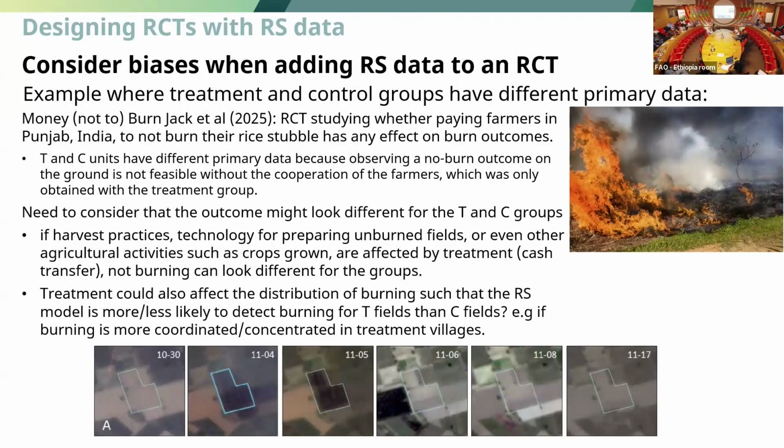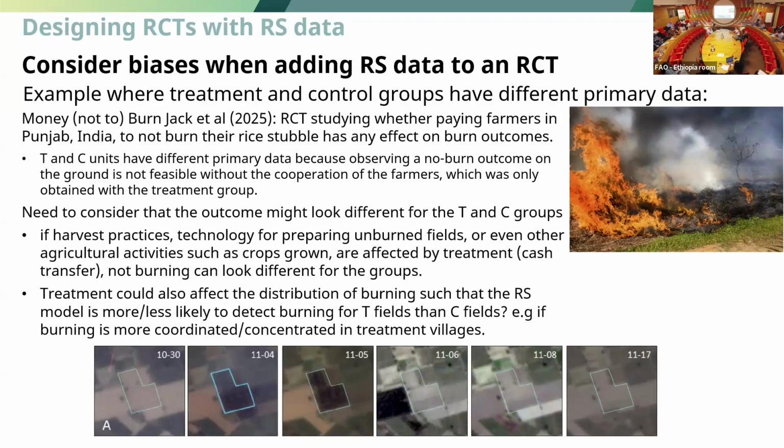So throughout the chapter, we referred to many examples of what we're talking about. We have two key case studies that we refer to repeatedly. One of those is this study. It was an RCT that Kelsey Jack and her colleagues conducted in Punjab, looking at whether paying farmers to not burn their fields had any effect on whether or not they actually burnt their fields. And I joined in later to do the remote sensing component, although they had designed this with the idea that remote sensing would be applied to it.